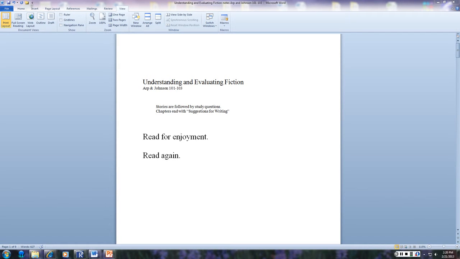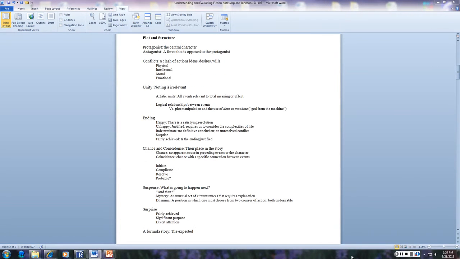What we're going to do is look at the points that the text suggests you consider to evaluate stories. The first is plot and structure. There are some terms that we need to make sure we understand the meaning of, but primarily I want you to think in terms of how the story is put together.